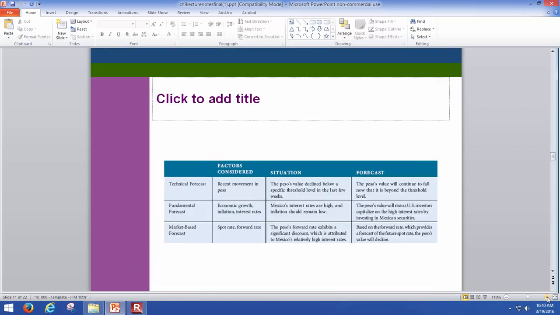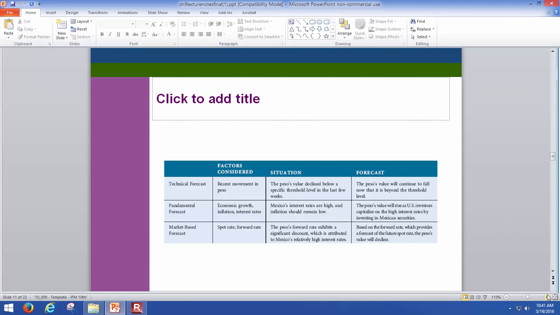So here is an example of that. For the technical forecast, you're looking at the recent movement in the peso. And what do we find here? The peso's value declined below a specific threshold in the last few weeks. Perhaps there is a minimum value and a maximum value for the exchange rate, and if the peso's value goes below the minimum, it might go down even more. Basically, it has hit the lower barrier and gotten below that, so there's a high chance that it can continue to go down.